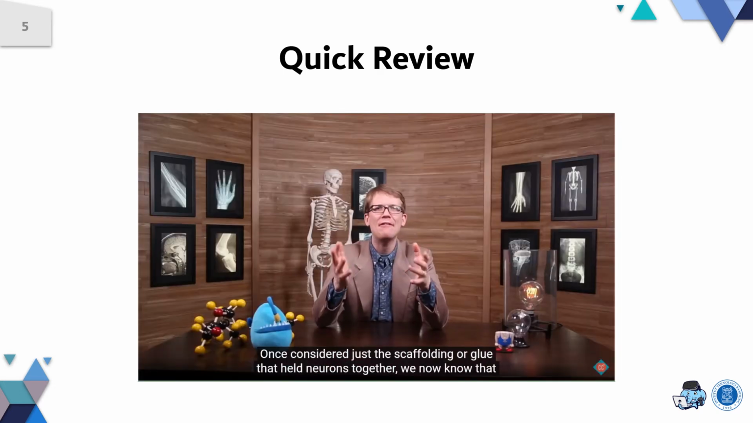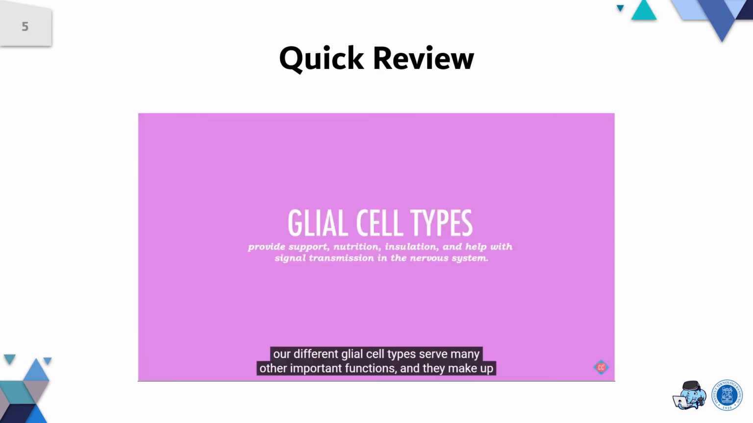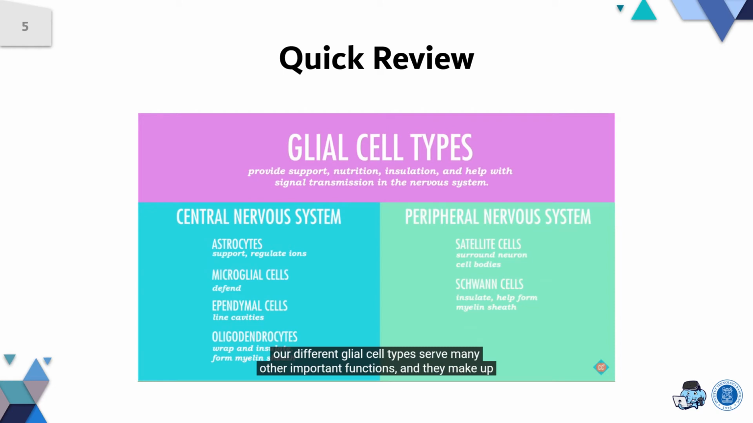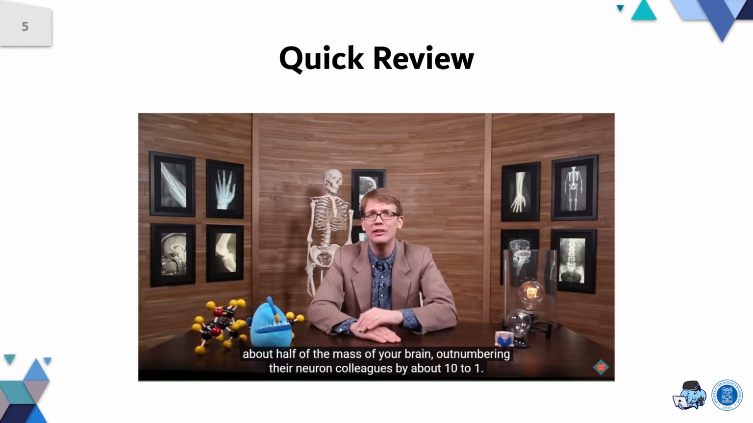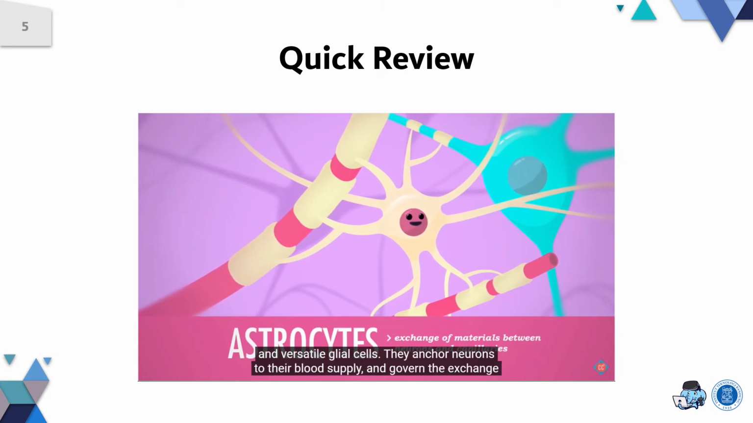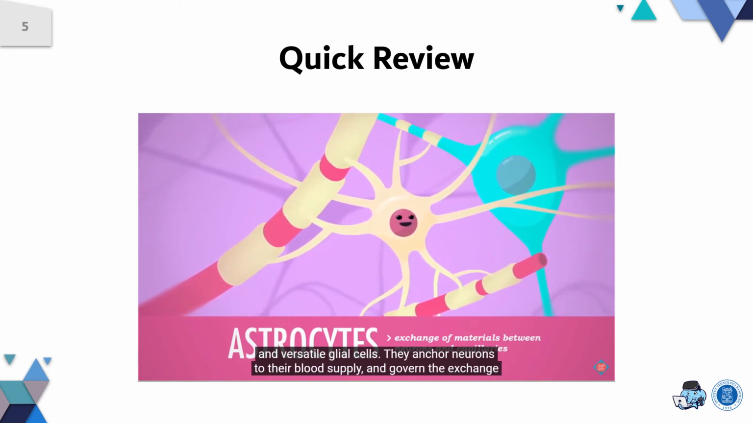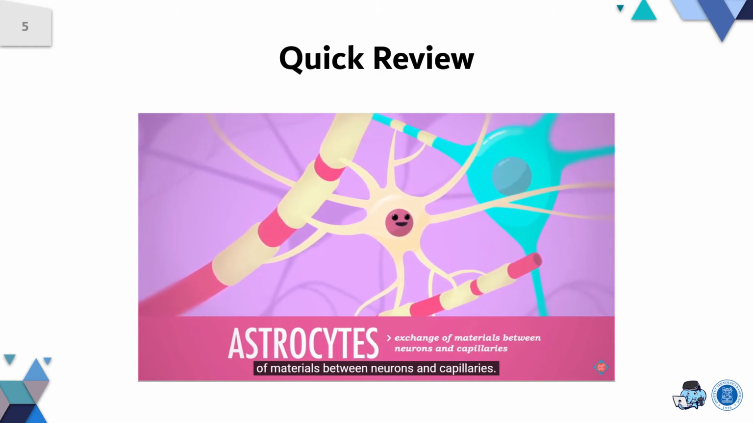Once considered just the scaffolding or glue that held neurons together, we now know that our different glial cell types serve many other important functions, and they make up about half of the mass of your brain, outnumbering their neuron colleagues by about 10 to 1. Star-shaped astrocytes are found in your central nervous system and are your most abundant and versatile glial cells. They anchor neurons to their blood supply and govern the exchange of materials between neurons and capillaries.